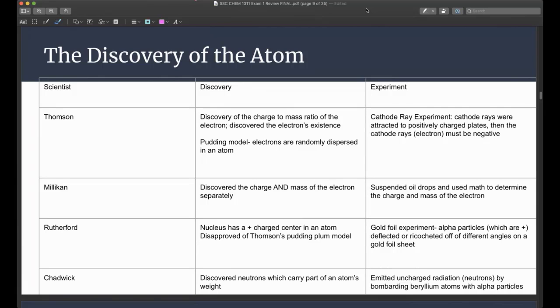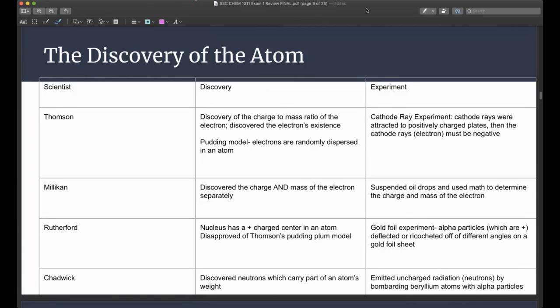When he shot cathode rays, which are a form of electrons, they were attracted to positively charged plates. According to opposites attract, negative charges attract positive and positive attracts negative. Therefore, he rationalized that the cathode rays, or the electrons, must be negative. Millikan discovered the charge and the mass of the electron separately. What he did was suspend oil drops and use math to determine the charge and mass of the electron.